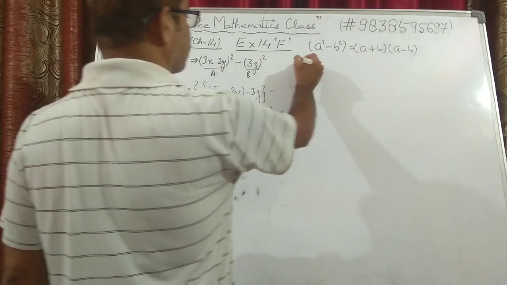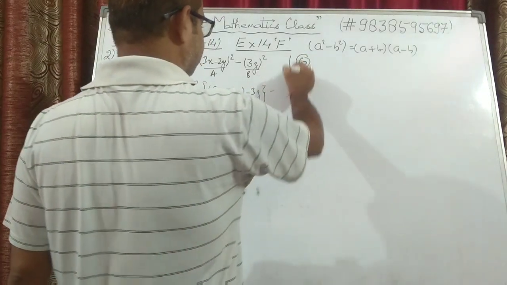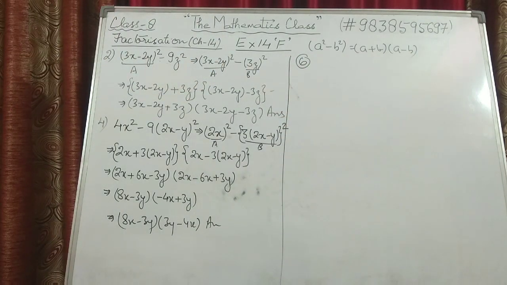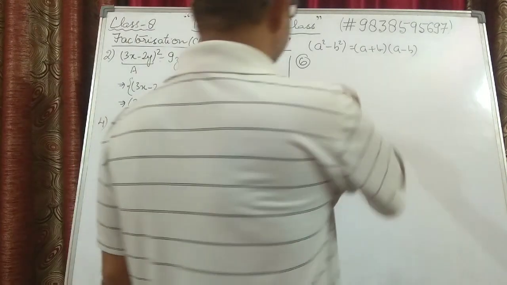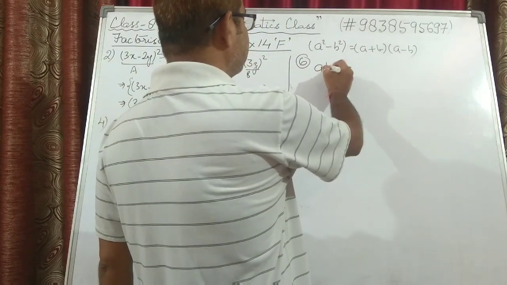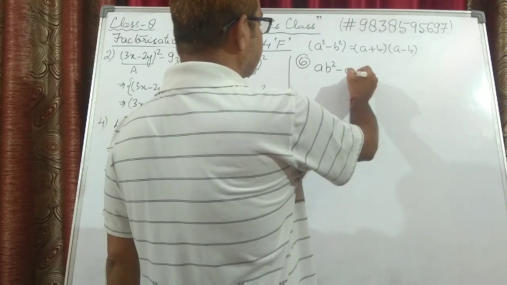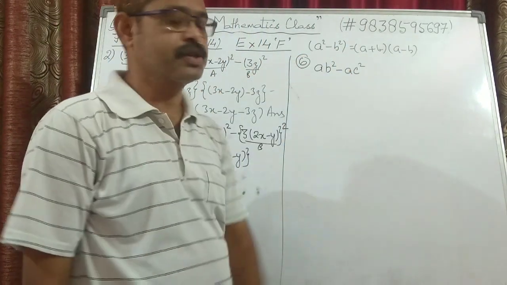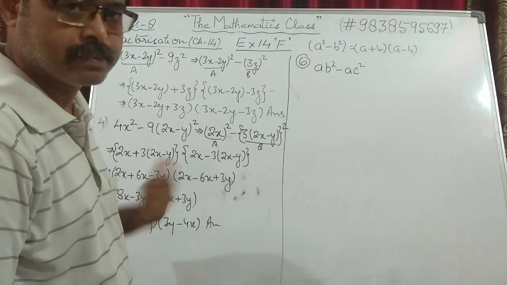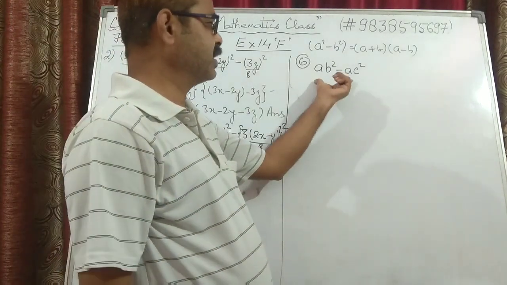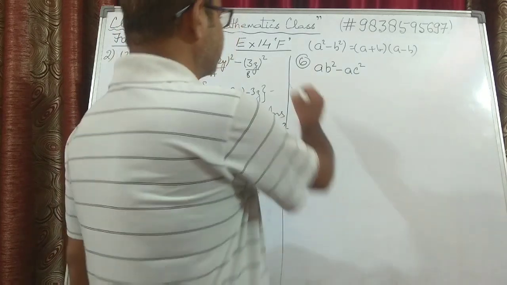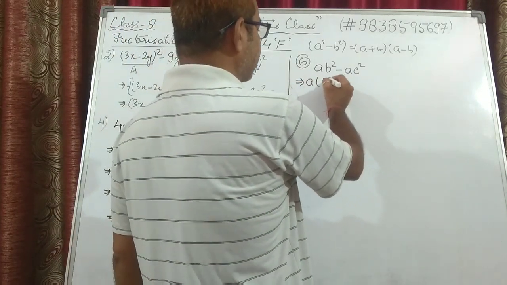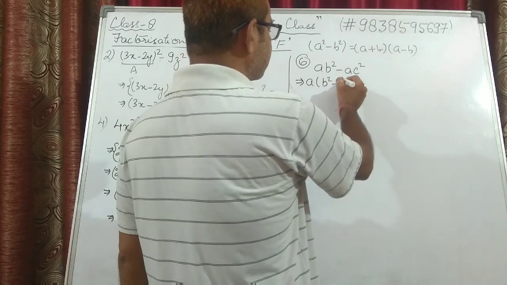Now we move on to question number 6. Let's see what is there in question number 6. AB square minus AC square. This is not in the form of a square minus b square. We have to make it in the form of a square minus b square. So first of all, you can see there is something common. What is common in this? A. So we will take a common. What is left inside the bracket? B square minus c square.